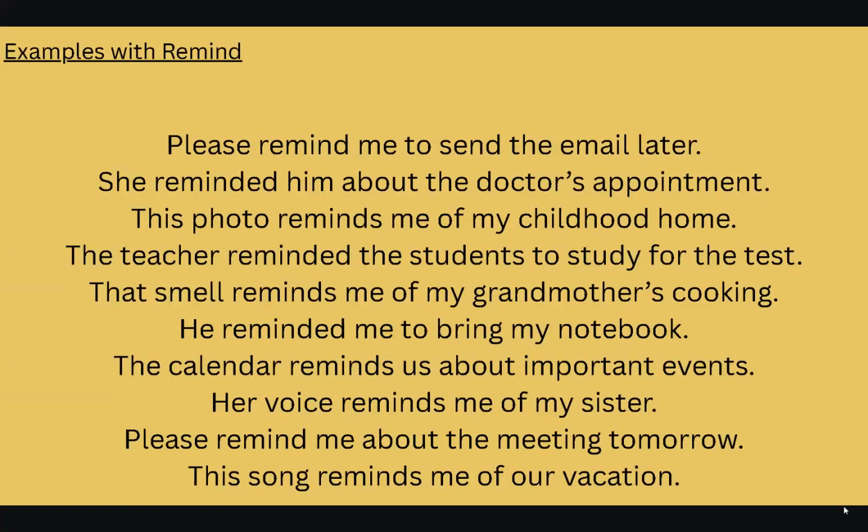Number 6, he reminded me to bring my notebook. Number 7, the calendar reminds us about important events. Number 8, her voice reminds me of my sister. Number 9, please remind me about the meeting tomorrow. Number 10, this song reminds you of my vacation.